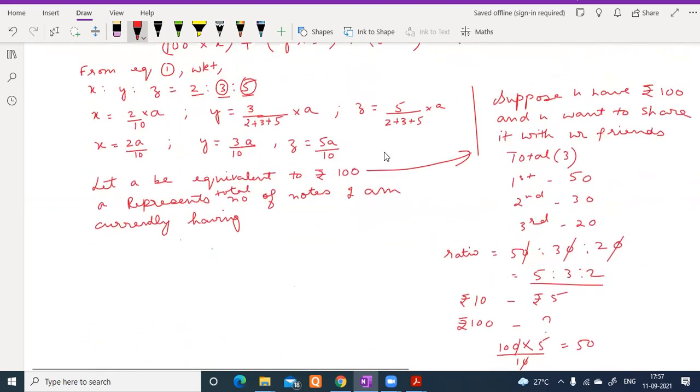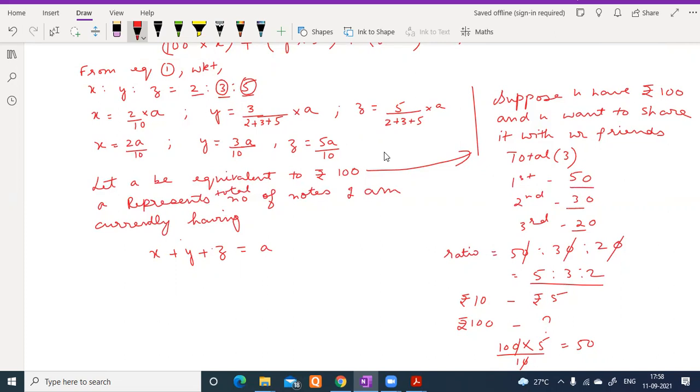So similarly, if we tell the total number of notes which we have as some A, which we don't know, like if I tell X plus Y plus Z is A, I can tell that. And they have given that X is to Y is to Z is 2 is to 3 is to 5. Similarly here, the total number of notes you can assume as 100. And the first has 50 notes, the second has 30 notes, the third has 20 notes. They have given this ratio, we have to find each one of them, 50, 30, 20.